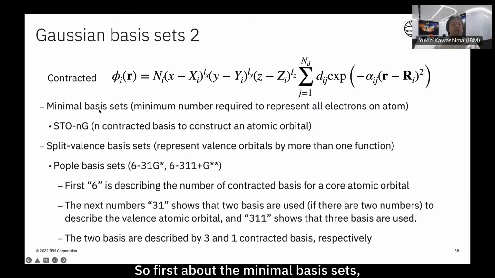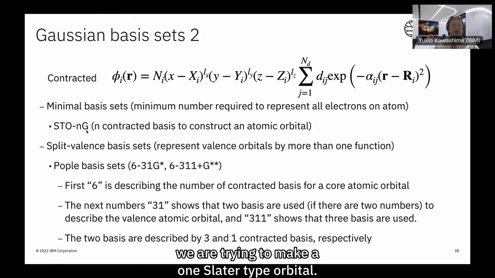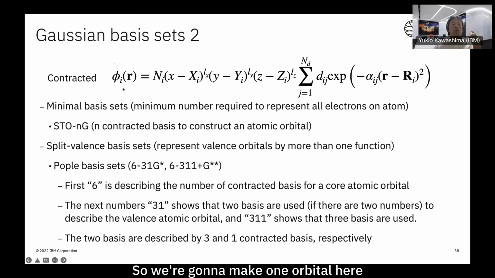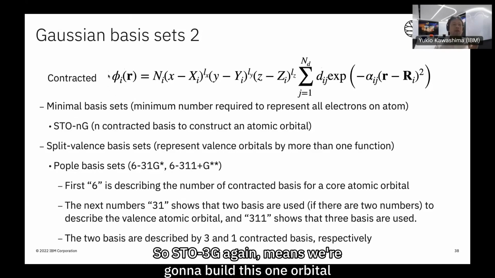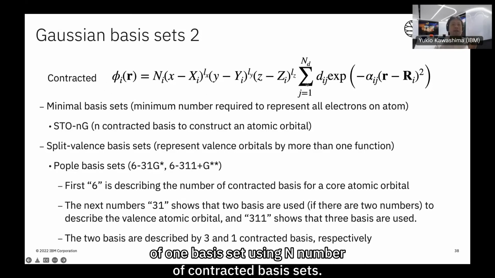So first, about the minimal basis sets, there's an expression called STO-NG. What that means is that we are trying to make one Slater type orbital. So we're going to make one orbital here using n Gaussian functions. So we want to use n of these functions for making this function. So STO-3G again means we're going to build this one orbital of one basis set using n number of contracted basis sets.